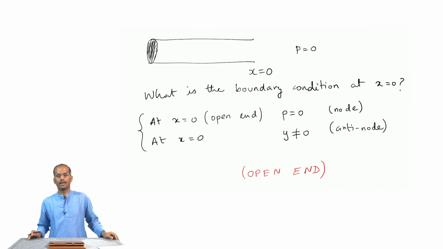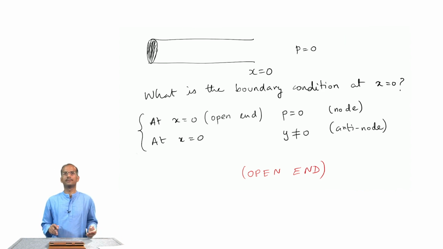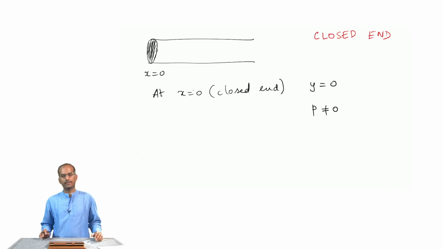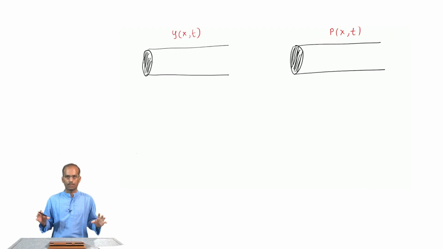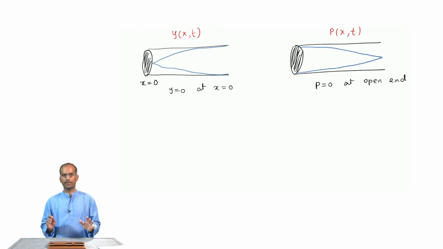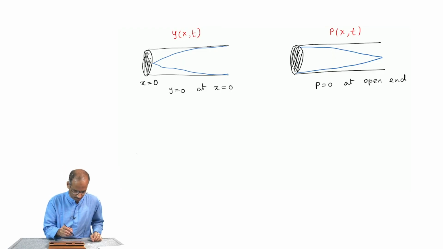At an open end, the boundary condition is that pressure is 0, and at the closed end the boundary condition is displacement is 0. The lowest frequency of a standing wave, this is how it would look like. So, this respects the boundary conditions that we just obtained. So, this is the pattern of oscillation for the lowest mode.